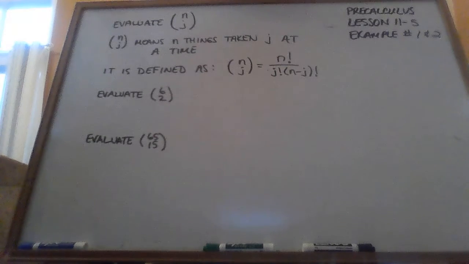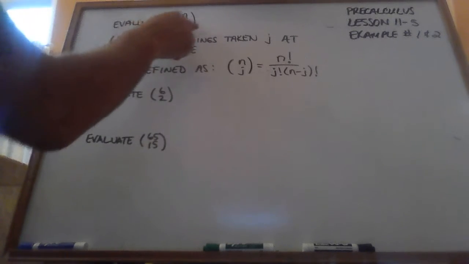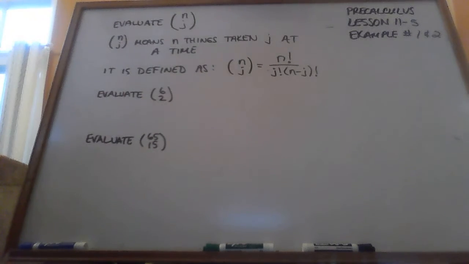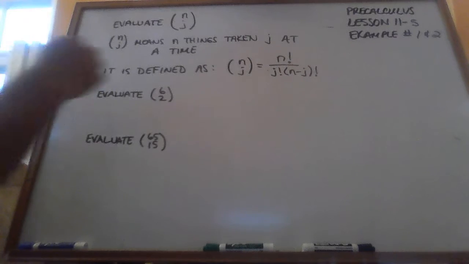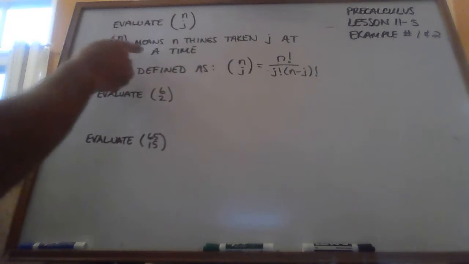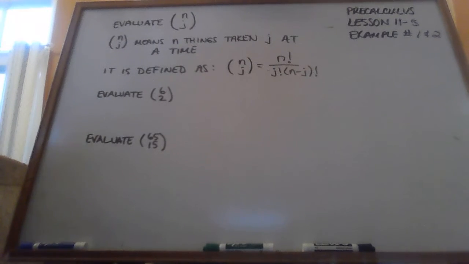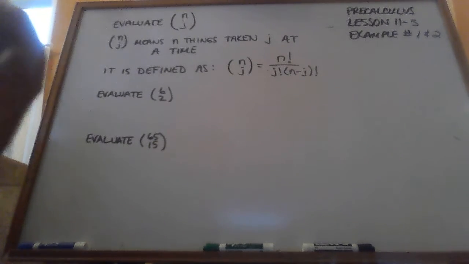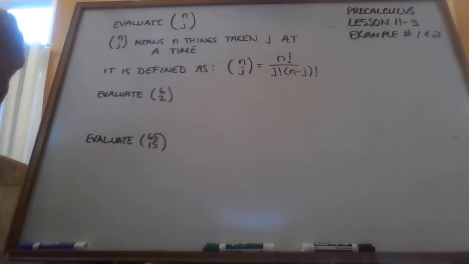Okay, here's something you probably have not seen before. Evaluate this right here. That symbol right there means n things taken j at a time, and it's defined as n factorial divided by j factorial times (n minus j) factorial. That probably doesn't mean a whole lot to people, but once you see it, you'll understand.